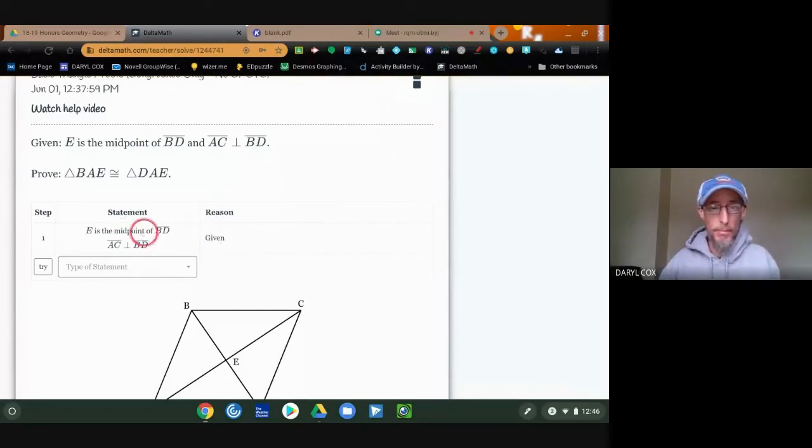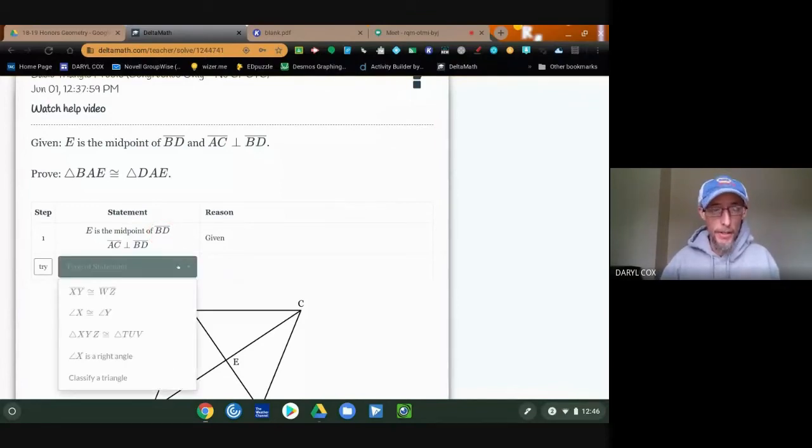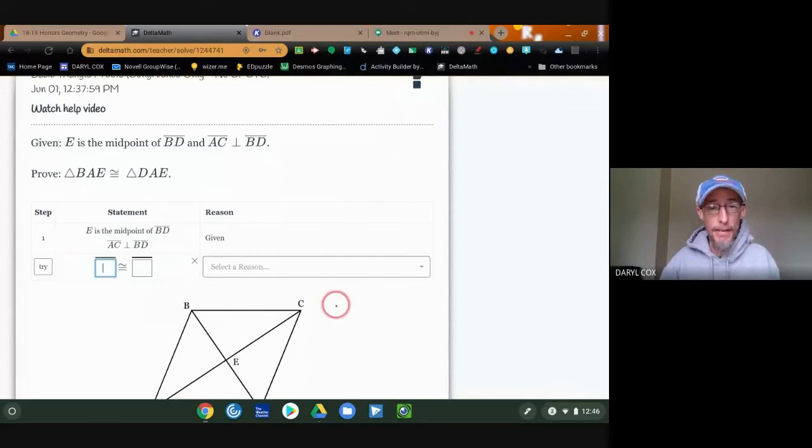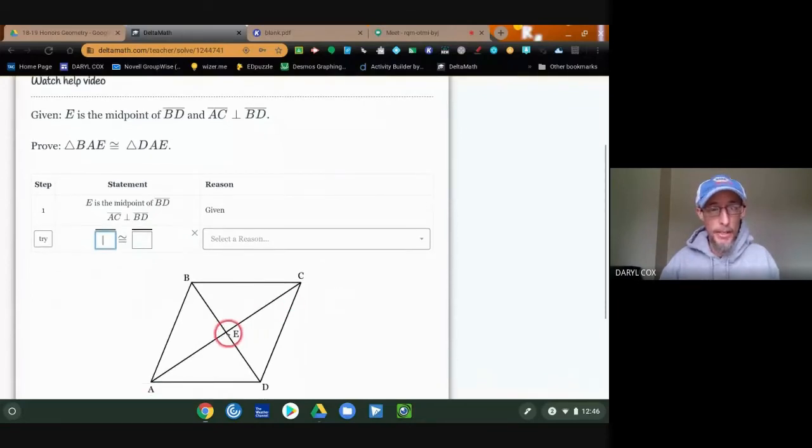So E is the midpoint of BD. What does that tell us? Well, that tells me that I have some congruent segments. So I go here to my type of statement. I see congruent segments, so I click on that. I have to name those segments. So if E is the midpoint of BD, then BE is congruent to ED.